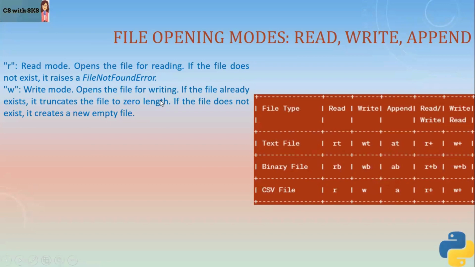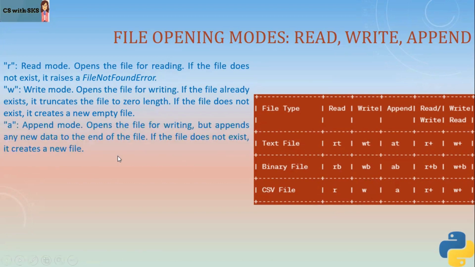Now write mode. Write mode, it opens the file for writing. If the file already exists, it truncates the file to 0 length. So basically it deletes everything and then overwrites whatever you're trying to write. However, if the file does not exist, it will create an empty file and then it will write in that file. For text file, it is WT, binary file, it is WB, and CSV, it is W.